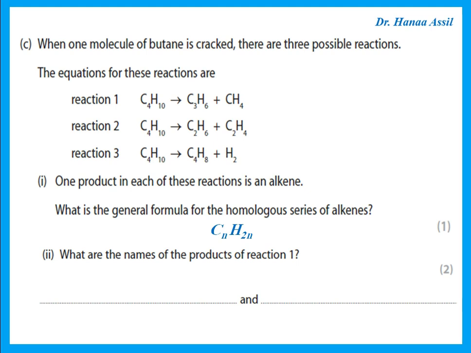What are the names of the products of reaction 1? Where is reaction 1? One of them is C3H6. So this is obviously hydrogen twice the carbon. So this is an alkene with 3 carbons. So this is propene. And then CH4, this is 1 carbon with only single bonds. It follows the general formula of CnH2n+2. So that is an alkane. So that is methane.